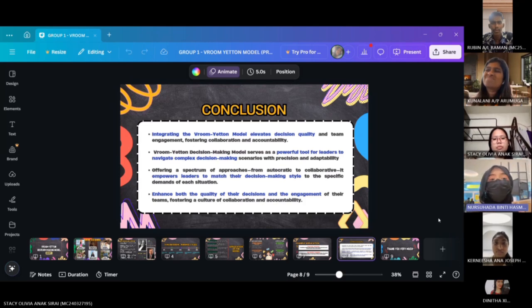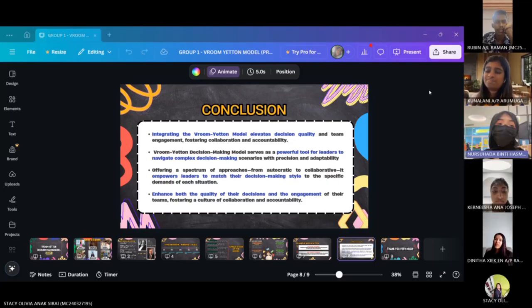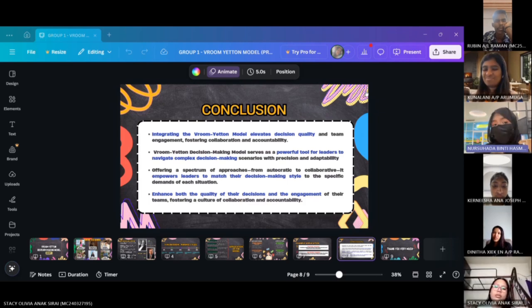The first one is that integrating the Vroom-Yetton model elevates decision quality and strengthens team engagement. It provides a structured approach, which helps the leader make decisions with precision and adaptability, and ensures they align with the demands of each unique situation. The second one is that this model offers a spectrum of approaches, from autocratic to collaborative, allowing the leader to choose the best method based on urgency, complexity, and the need for team input.